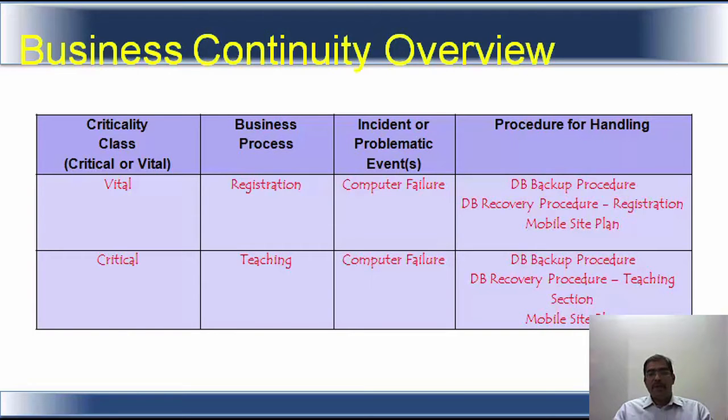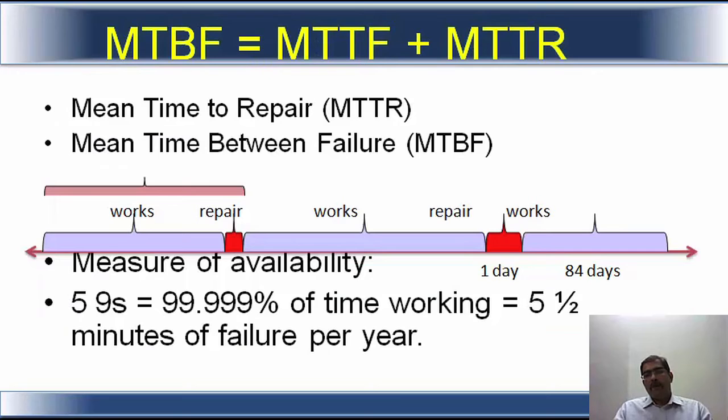If it is critical in nature, it affects the teaching faculty. The incident or problematic event could be a computer failure. Again, the procedures for handling here are the database backup procedure, database recovery procedure for the teaching aspect, then the mobile site plan. So this is just an overview or an example of how the BCP overview looks. Then you have something called MTBF, which is mean time between failure, and MTTR, which is mean time to repair.